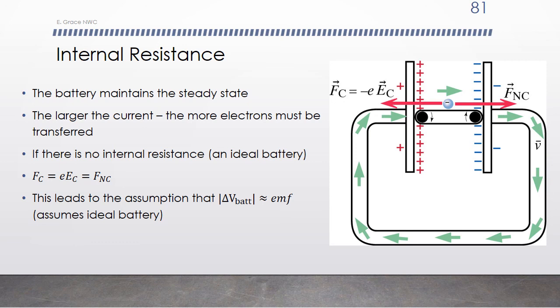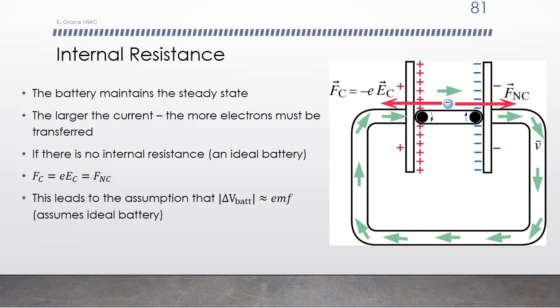So the battery maintains the steady state. The larger the current, the more electrons need to be transferred. If there is no internal resistance, which would be an ideal battery, then the Coulomb force would be equal to the charge of the electron times the Coulomb field, which would be equal to the force non-Coulomb.